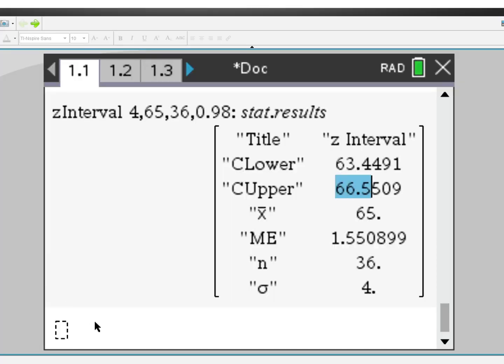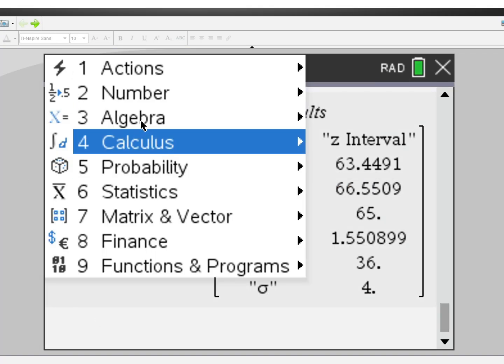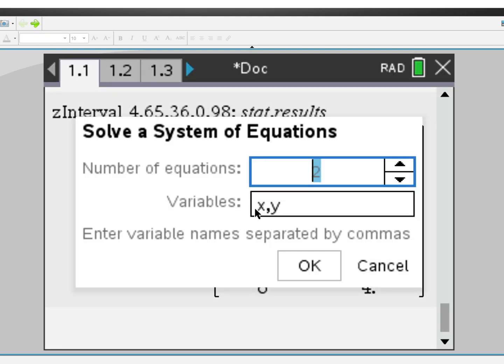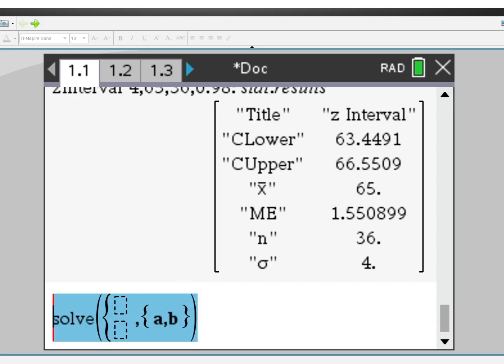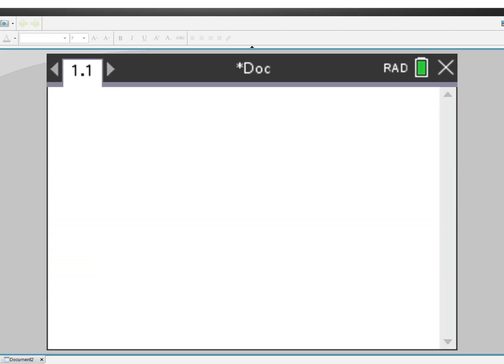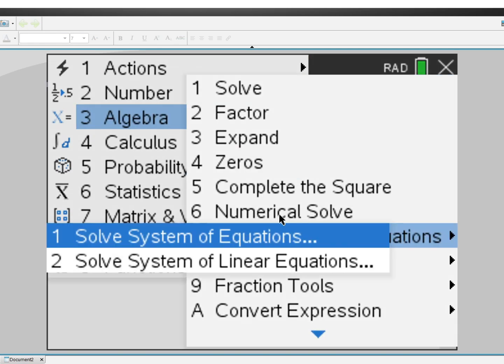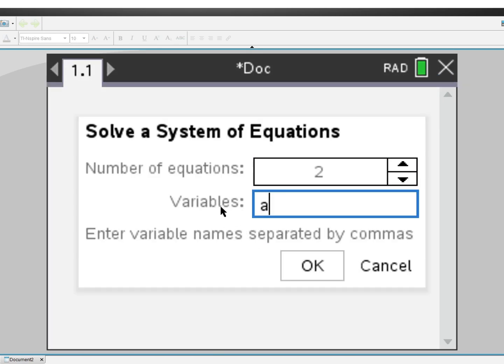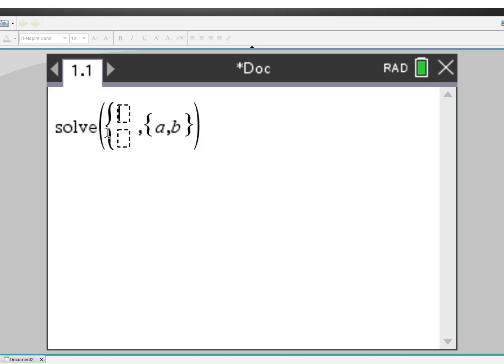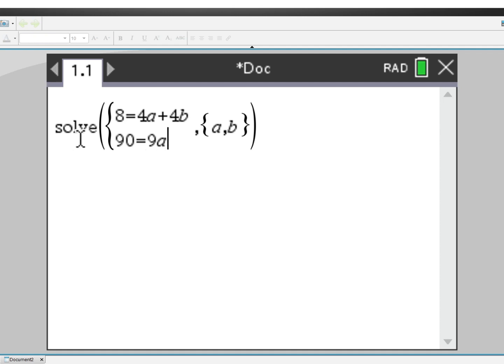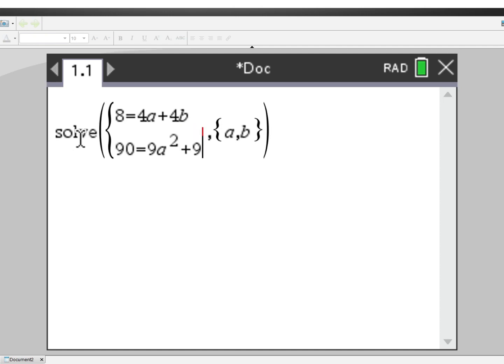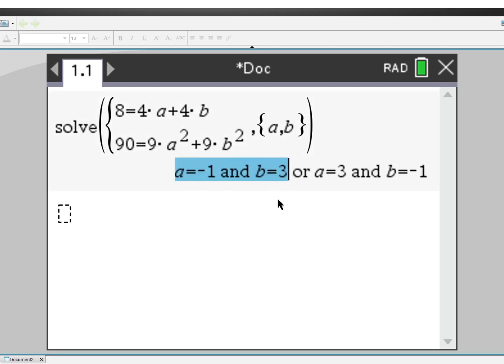So let's do that. Go on menu, go to algebra, solve system equations. We're trying to find A and B. Let me just control N everything because I think A and B are already defined. So let's do it again. All right, so A and B. The first one is, of course, 4A plus 4B, and the other equation is 90 equals 9A squared plus 9B squared, and these are our two values that we can have.